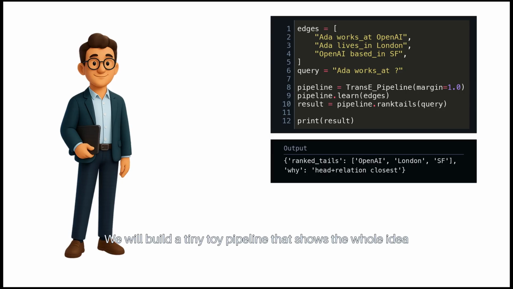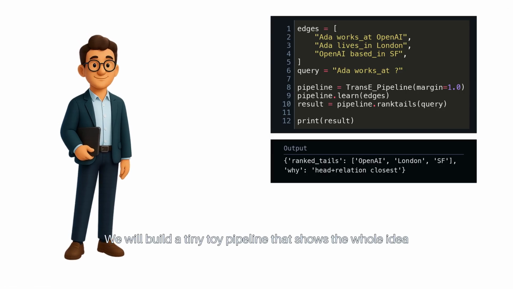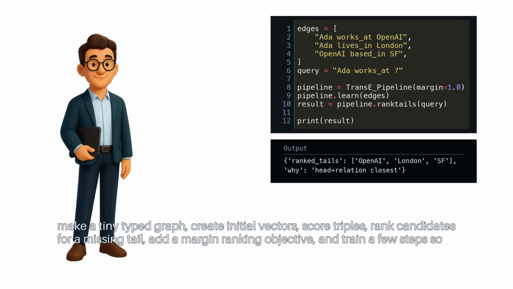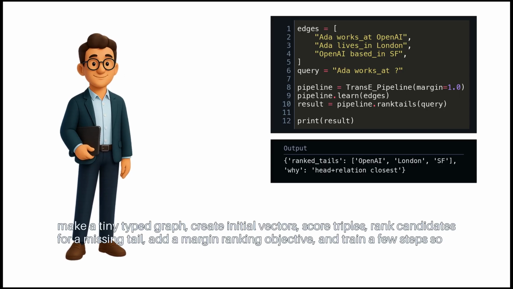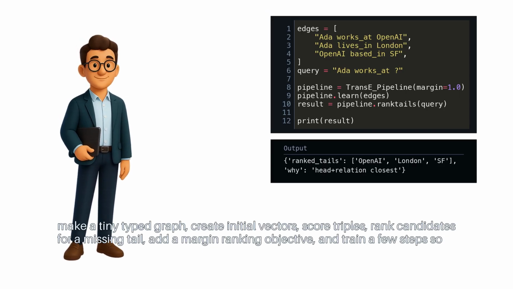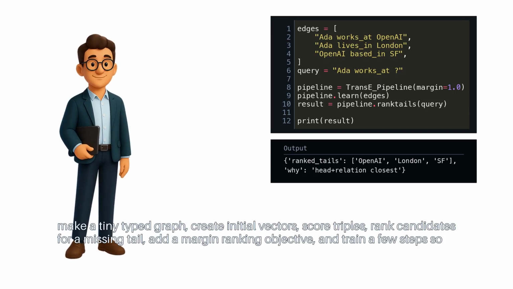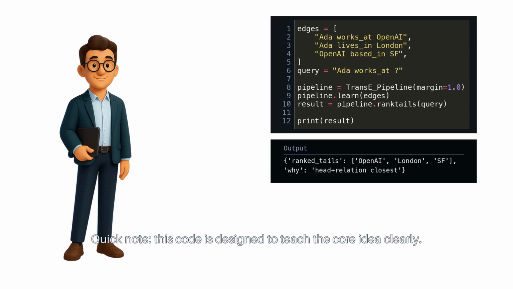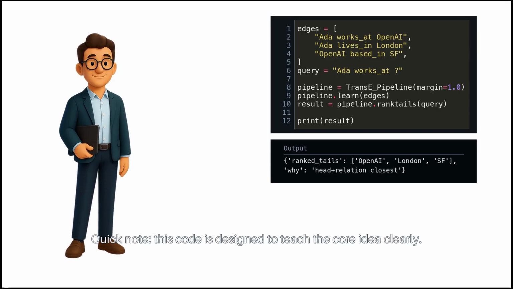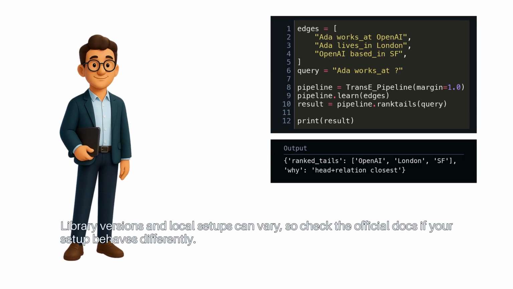We will build a tiny toy pipeline that shows the whole idea. Make a tiny typed graph, create initial vectors, score triples, rank candidates for a missing tail, add a margin ranking objective, and train a few steps so the ranking improves. Quick note, this code is designed to teach the core idea clearly. Library versions and local setups can vary, so check the official docs if your setup behaves differently.